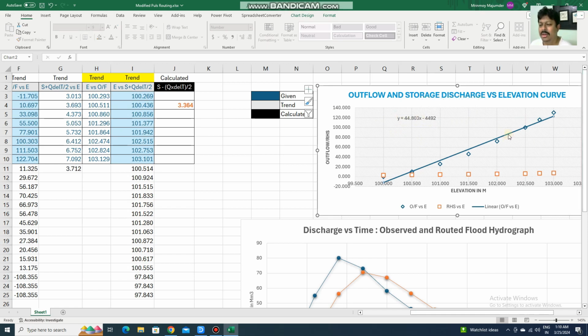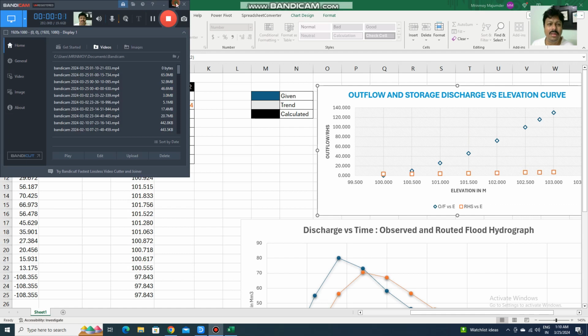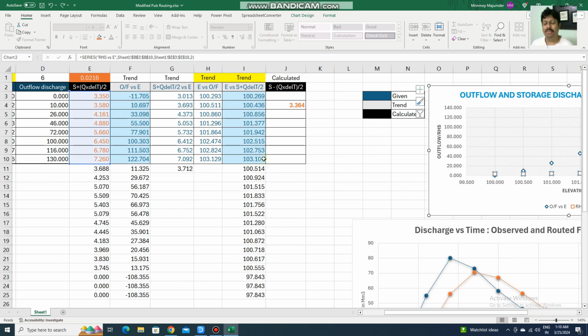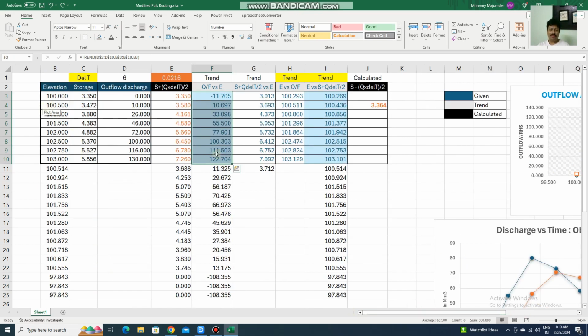In exactly a similar manner, you can do the same for this one, RHS versus elevation curve, or rather elevation versus RHS curve. It is just the opposite, nothing else. Okay. So by this also you can find out these values. Initially you have to predict the outflow for these elevations only. Yes, they are already known to you, because the discharge corresponding to these elevations is given.